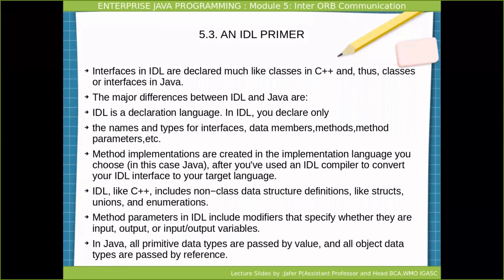In Java, all primitive data types are passed by value and all object data types are passed by reference. It's not like in IDL. You know the difference between pass by value and pass by reference? All primitive data types are passed by value and all object data types are passed by reference. So these are the major differences between IDL and Java. Any doubts?